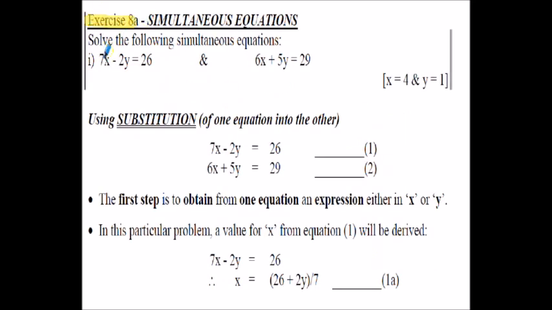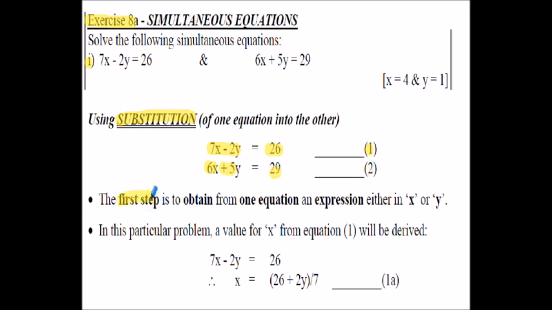Exercise 8a here. Part 1, we're given two equations to solve. We've got two unknowns here, so we need two equations to solve it. The unknowns are the x and the y. I'm going to use the substitution method to solve in this particular case. So I've labelled the equation 7x minus 2y is equal to 26 as equation 1, and the 6x plus the 5y is equal to 29 as equation 2.